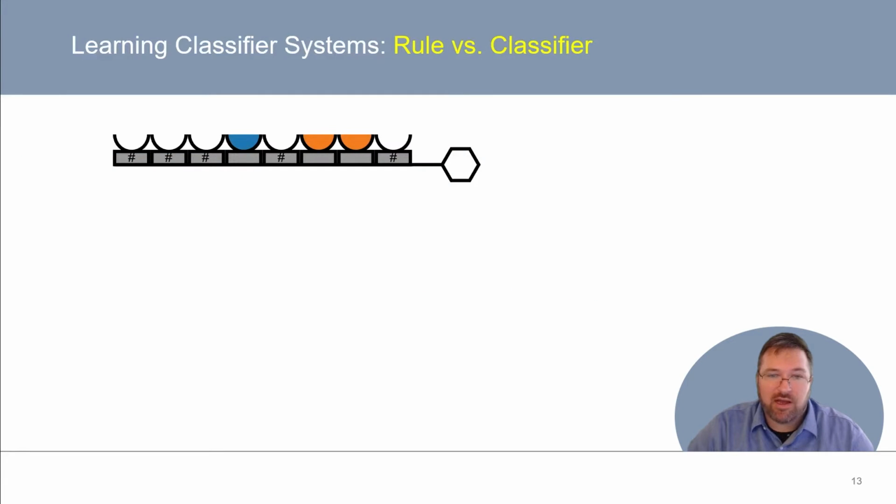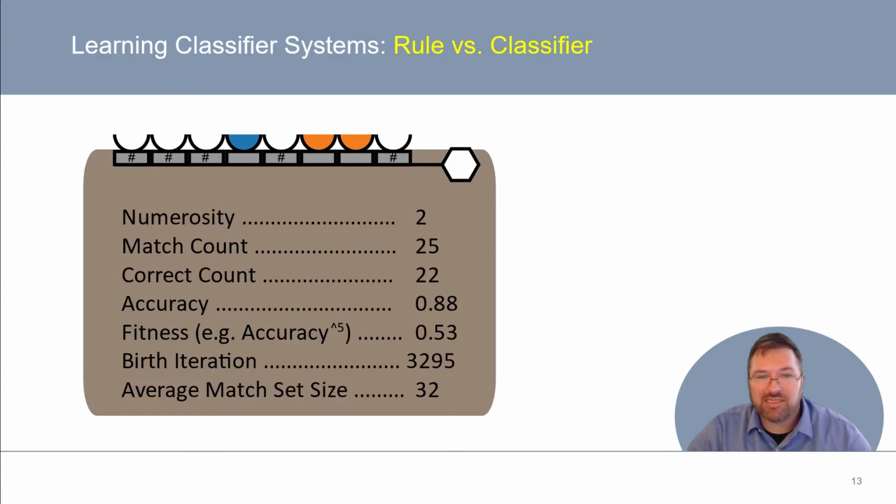Another thing to clarify is the difference between what we call a rule and what is considered to be a classifier in an LCS algorithm. This here is a rule, as we've previously seen, made up of a condition and an action. However, a classifier is the rule linked to a number of rule parameters that are tracked and updated separately for each individual rule in the rule population. Typical rule parameters include rule numerosity. This is the number of virtual rule copies that currently exist in the rule population.